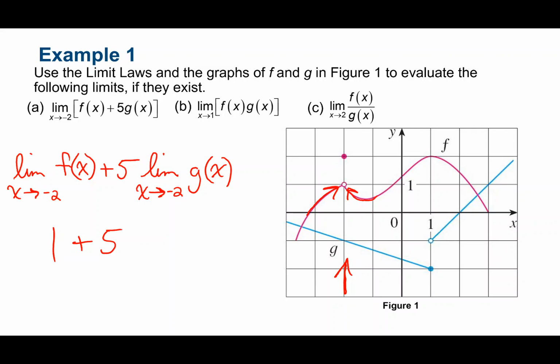And that's plus 5 times the limit of g of x. Use the blue one, so as we get close to x value of -2, what's our g value getting close to? -1. So that's 1 minus 5, so the limit of that big thing we started out with is sort of.